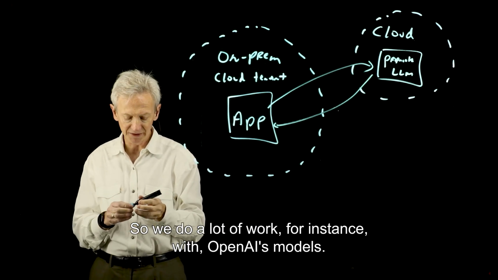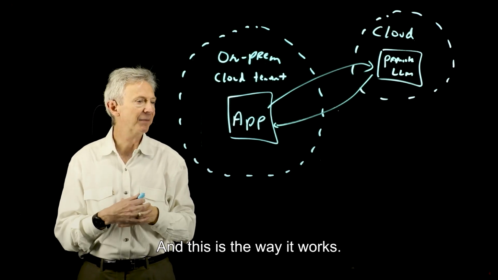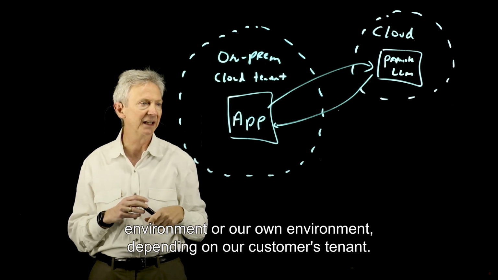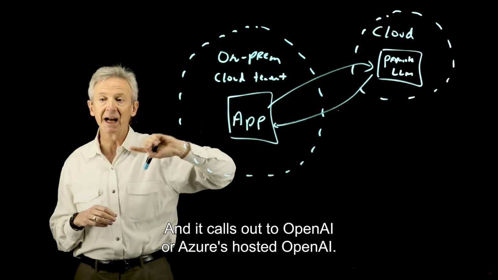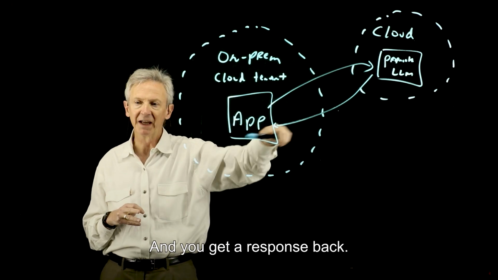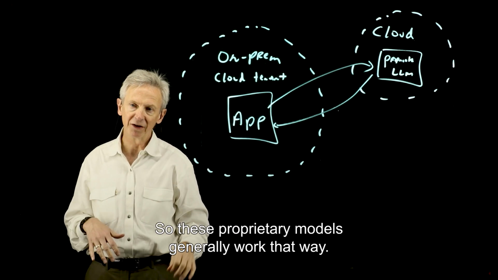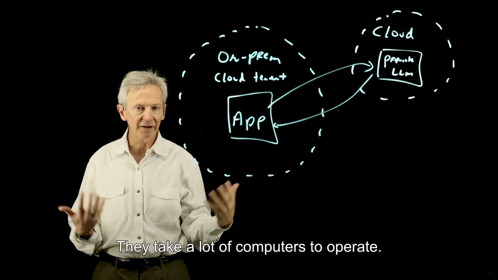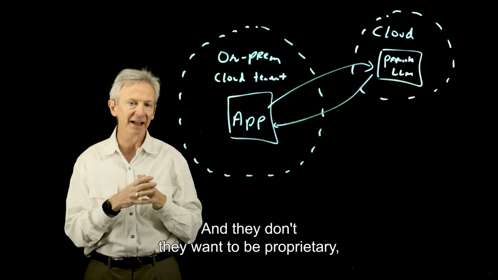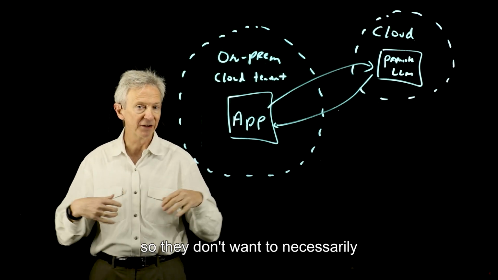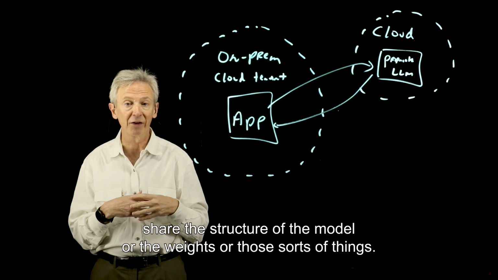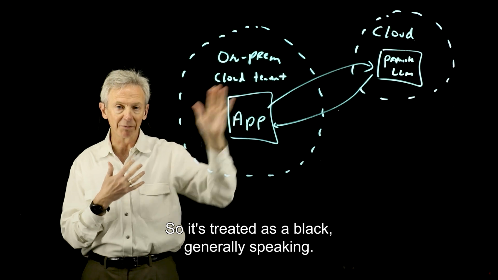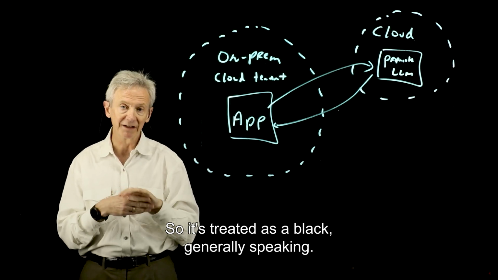So we do a lot of work, for instance, with OpenAI's models, and this is the way it works. We have our app running in our customer's environment or our own environment, depending, our customer's tenant, and it calls out to OpenAI or Azure's hosted OpenAI, and you get a response back. So these proprietary models generally work that way. They're super large. They take a lot of computers to operate, and they want to be proprietary, so they don't want to necessarily share the structure of the model or the weights or those sorts of things. They view it as their secret sauce, so it's treated as a black box, generally speaking, so they can kind of protect that.